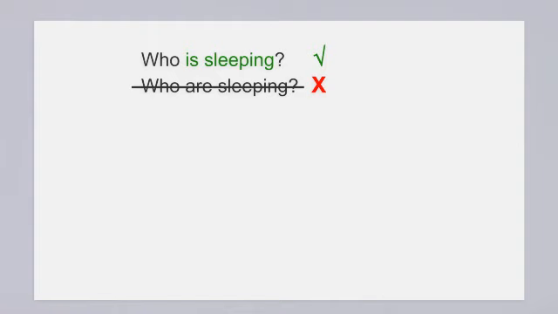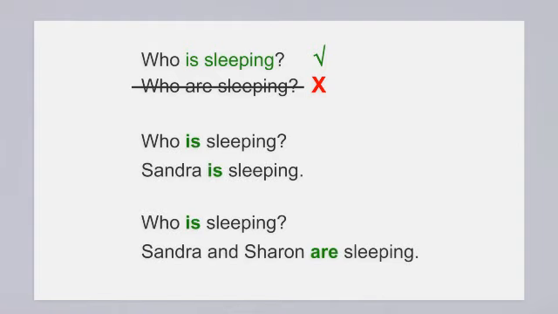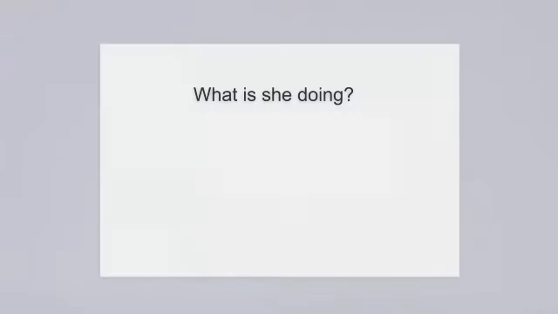Questions with who and the present progressive have a different word order. We use who, is, and the present participle form of the verb. We always use is in the question. For example, we can say, who is sleeping? The answer can be singular, like Sandra is sleeping, or plural, like Sandra and Sharon are sleeping.